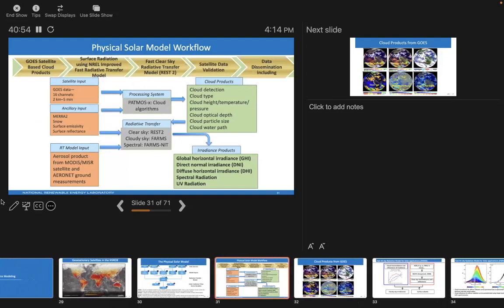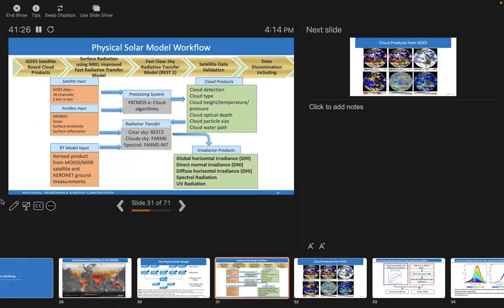But this is again just the same thing I talked about, a little bit more detailed. So if you see the presentation, you can understand this. There's a satellite input and the ancillary input, which go into this processing system to get the cloud properties. These are the cloud properties we get. Then there is this ancillary data. All of it fits into this radiative transfer model. There's one model for clear sky, one model for cloudy sky, and then we also have models for the spectral calculations. It gives you the full spectrum. And then ultimately, here are all the products you could get.